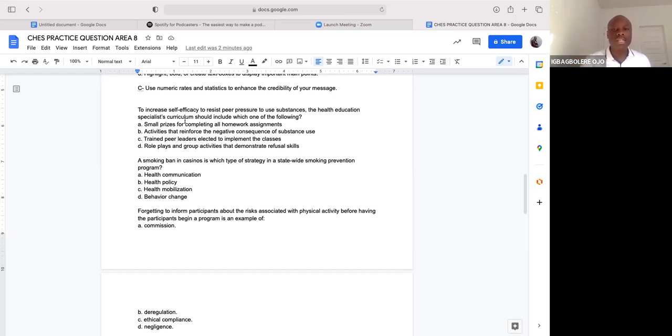Option C, trained peer leaders elected to implement the classes. Sometimes, especially in high school, middle school, peer leaders, peer group mentoring works, okay? Option D, role plays and group activities that demonstrate refusal skills. What you're trying to get them to do is to increase their efficacy to resist peer pressure, to probably use tobacco, to probably use drugs, to smoking, right? All of these are right. Again, which one should be the priority here? And of course, it's going to be option D, role plays and group activities that is going to demonstrate the refusal skills.